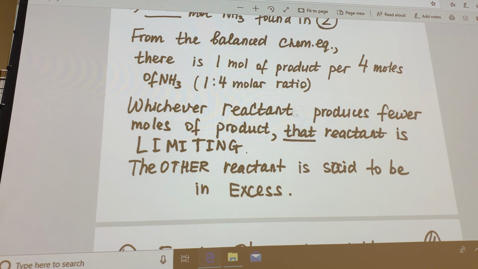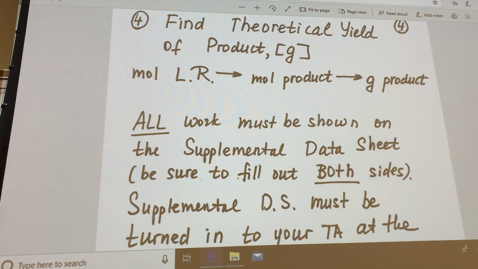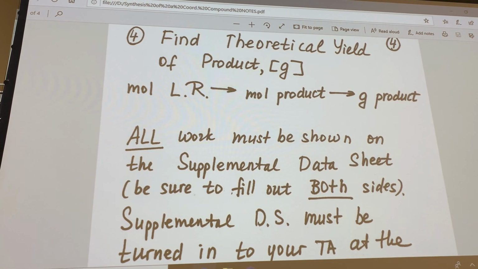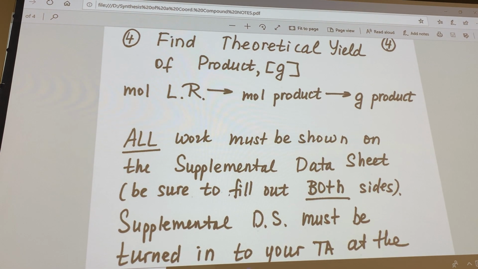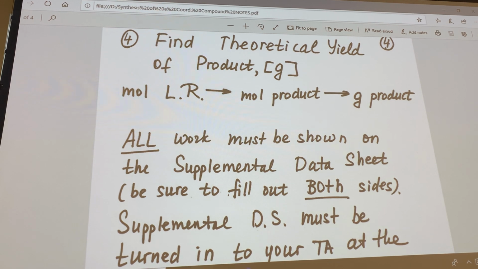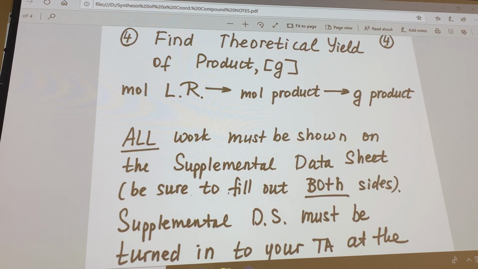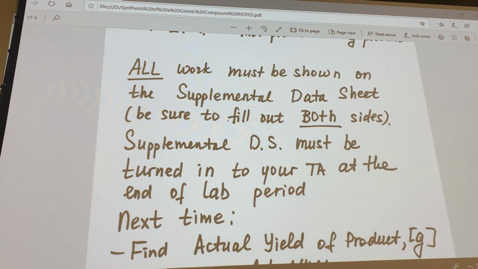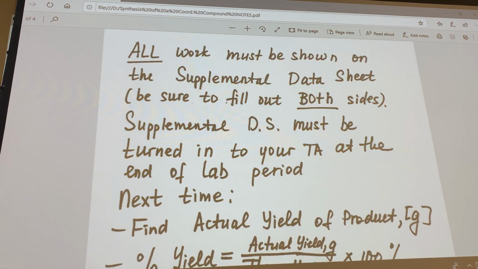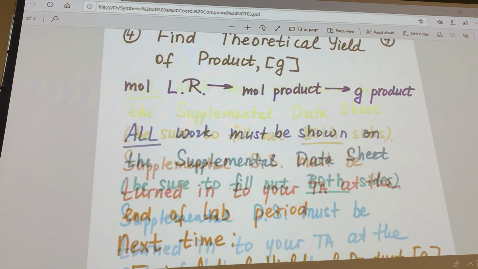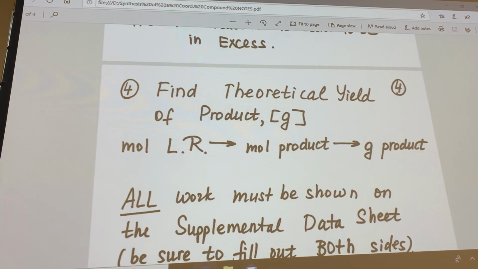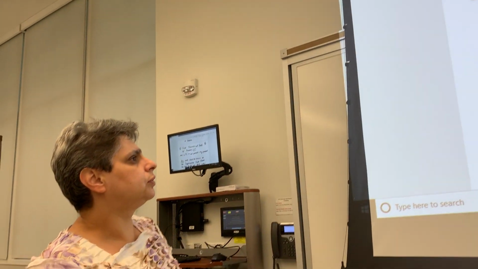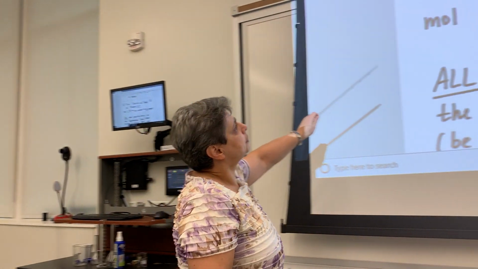The other thing on the back of that supplemental data sheet, make sure to fill out both front and back of the supplemental data sheet. It says it must be turned in at the end of that period, but I will actually be giving you enough time to complete it, so I'll give you an extension on that.